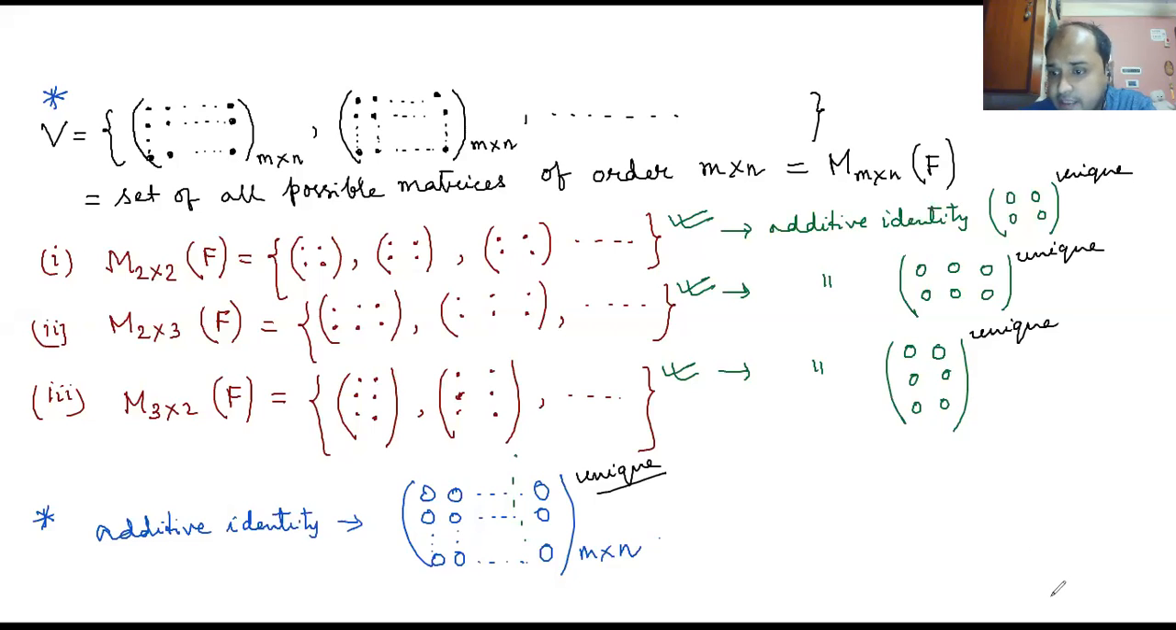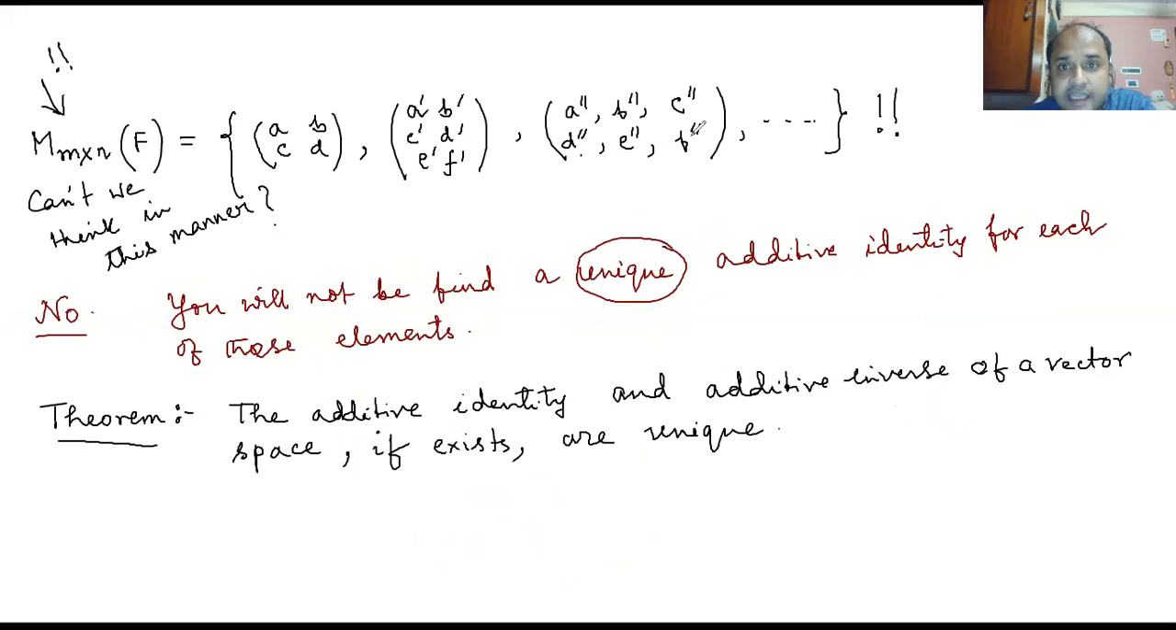So if I consider these elements together inside it, if your understanding is like that, then for this we have an additive identity of order 2 by 2. For this, its additive identity will be of order 3 by 2. For this, it is 2 by 3. So all the additive identities will be different, which violates the theorem. And therefore, you cannot consider all these elements inside this particular set of matrices.